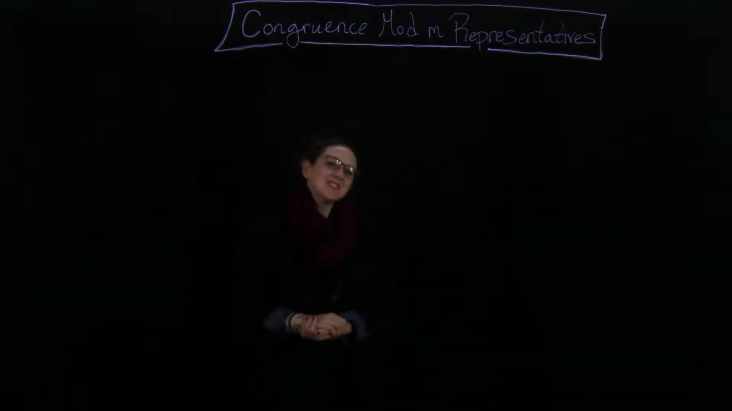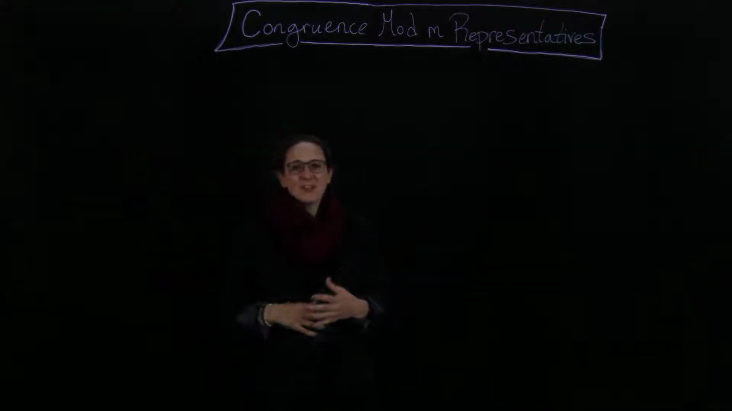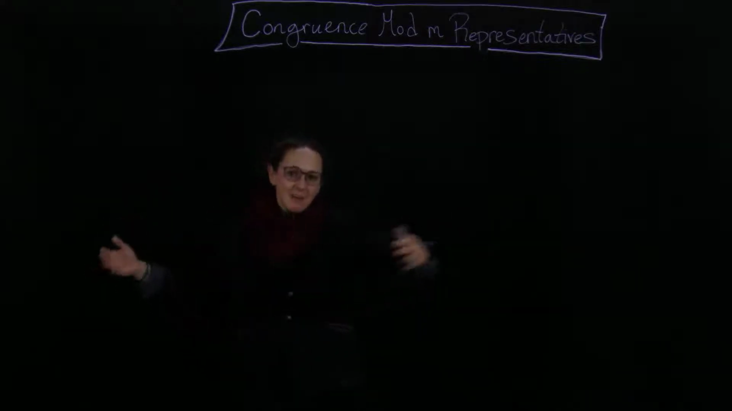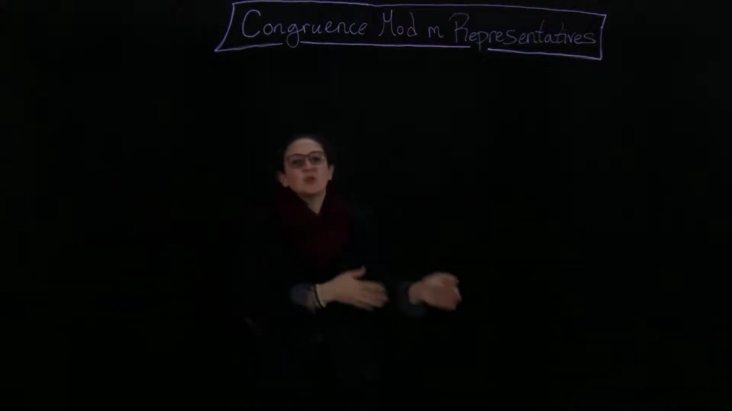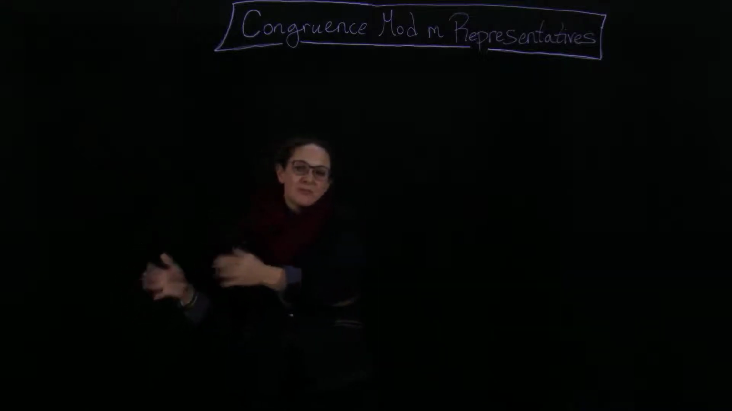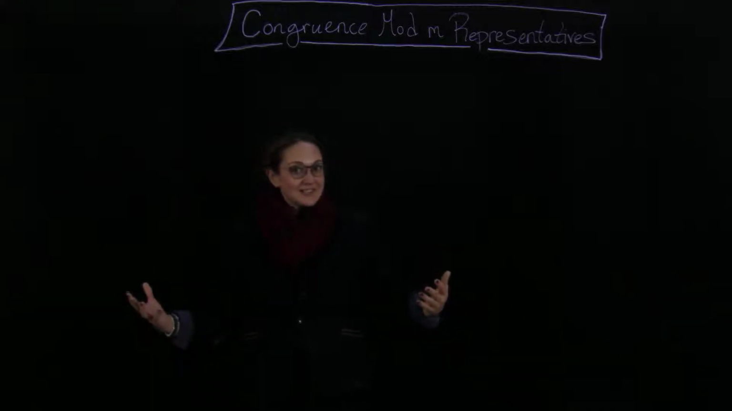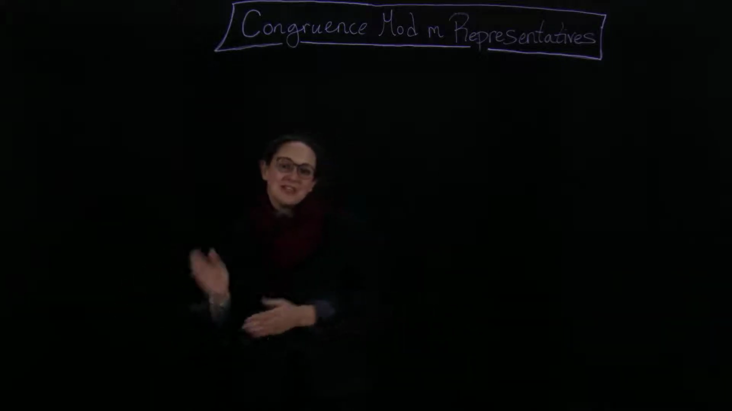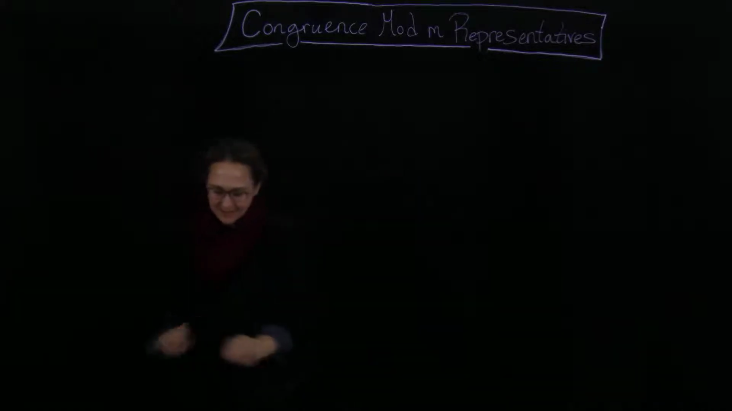Welcome. In this lecture, I'm going to talk about congruence mod m representatives. We're going to want to divide up or partition the integers into these nice piles, like you would with even and odd numbers. And then you want to know how many piles you need. It's not a coincidence that congruence mod 2 is what gives you the even and odd numbers, and you need 2 piles. So let me explain how this works.